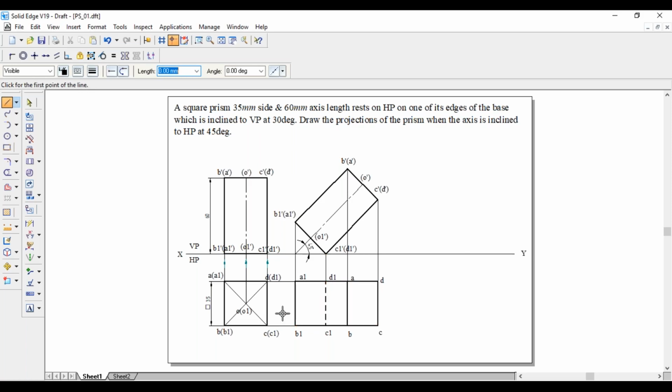This is how we will get. And these two, C1 dash and D1 dash, these 2 points are too much away from the observer. It is completely invisible. So we have to write this C1 and D1 in the brackets. C1 and this one will be the D1.